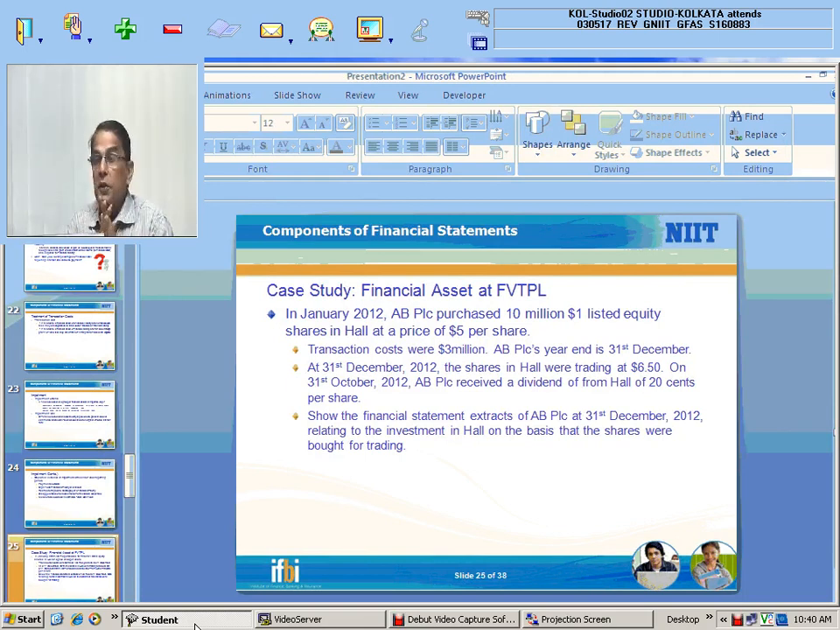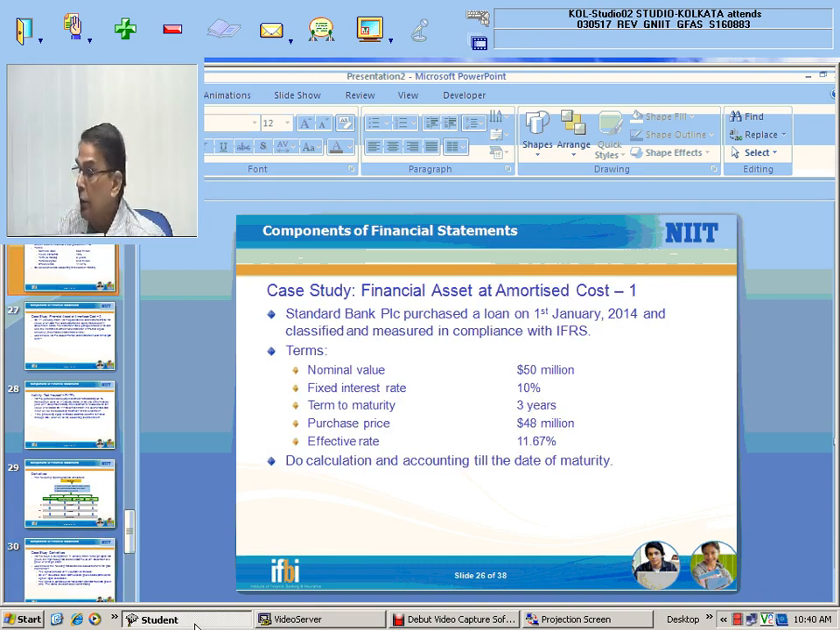If any doubts, please express it, because now we'll be seeing some examples involving amortization, fair value, financial assets at amortized cost. So let's look at the second example, which is financial asset at amortized cost. We'll see two examples actually. One is the first example of financial asset at amortized cost.